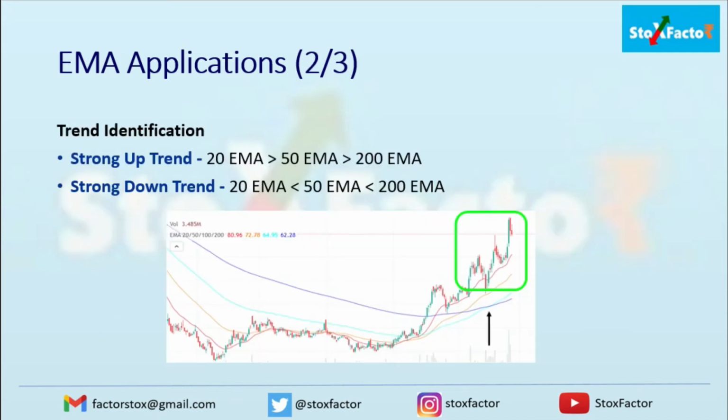For example, the trend identification. I was referring to a strong uptrend. So how can we identify the strong uptrend? The strong uptrend means that the 20-day exponential moving average is above the 50-day exponential moving average, and the 50-day exponential moving average is above the 200-day. What this means is the 20-day exponential moving average is short term, 50-day is medium term, and 200-day is long term. So basically short term should be above the medium term and long term, and similarly medium term should be above the long term. In this way, this is defined as a strong uptrend.